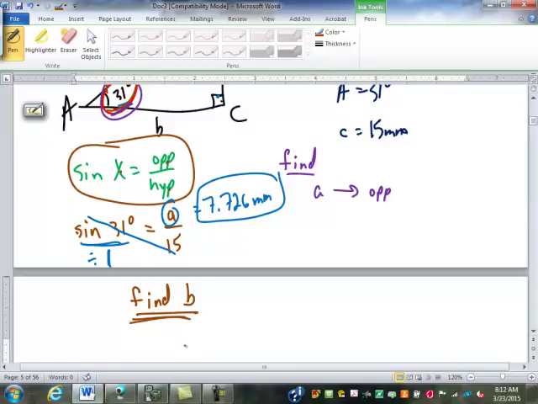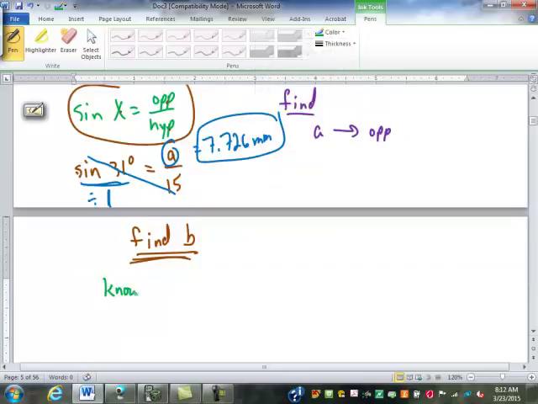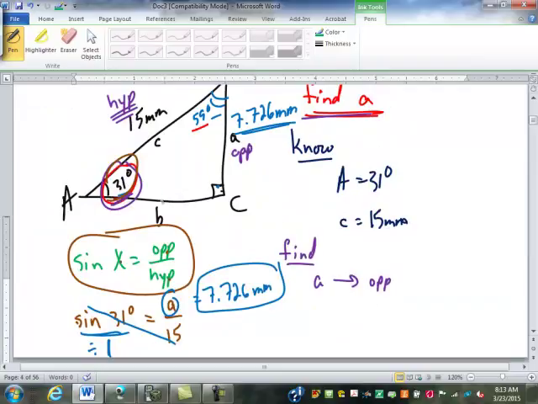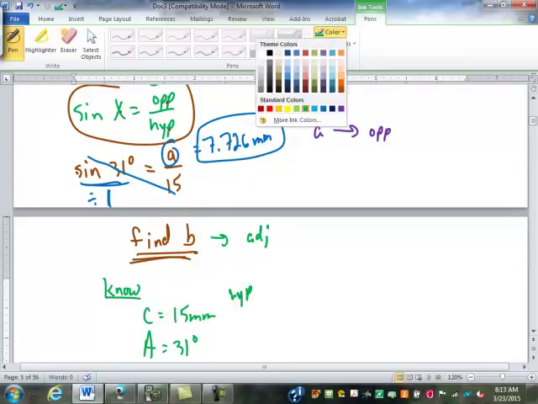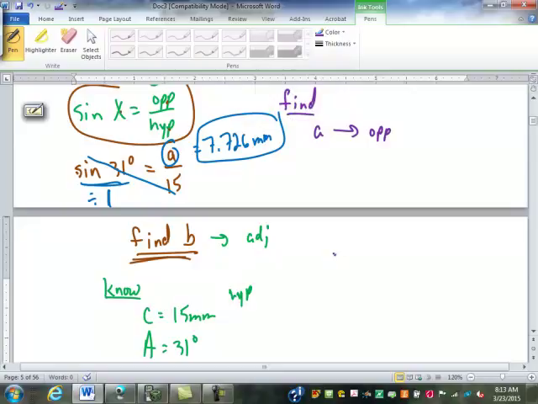Okay. So now if we're asked to find side B, we still know the same information. We know that side C is 15. We still know that angle A is 31 degrees. We're asked to find side B, which is the adjacent leg. And of course, the C is the hypotenuse. So we have the adjacent and the hypotenuse, which is what trig function? Cosine. And we know that the cosine of an angle is adjacent over hypotenuse.